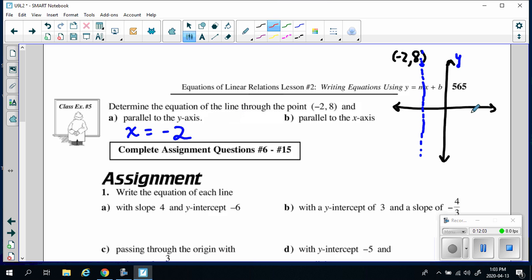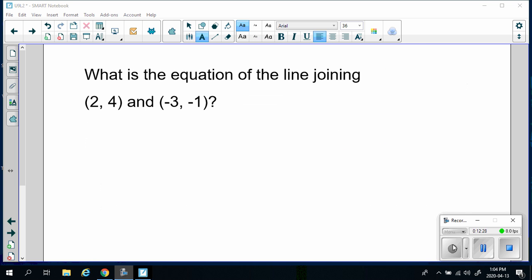In part B, it says, what if it's parallel to the x-axis? So I could draw a line like this that's parallel to the x-axis over here, like it says. And what's the equation of that line? Well, in the previous example, we said that horizontal lines will have the equation y equals something. And that something in this case happens to be 8. So that's the equation of those two lines.